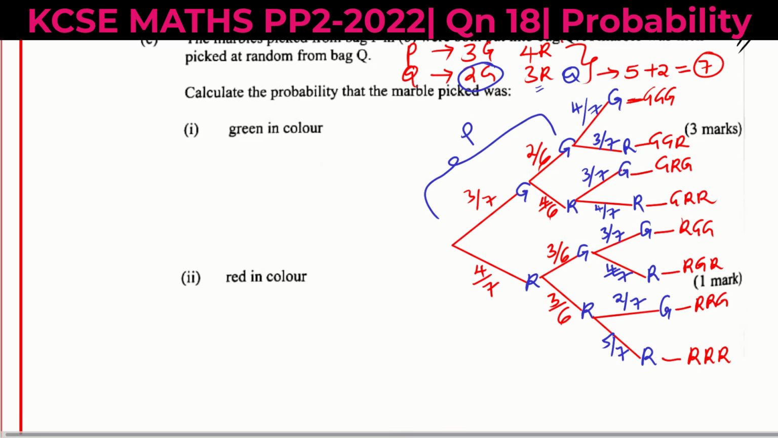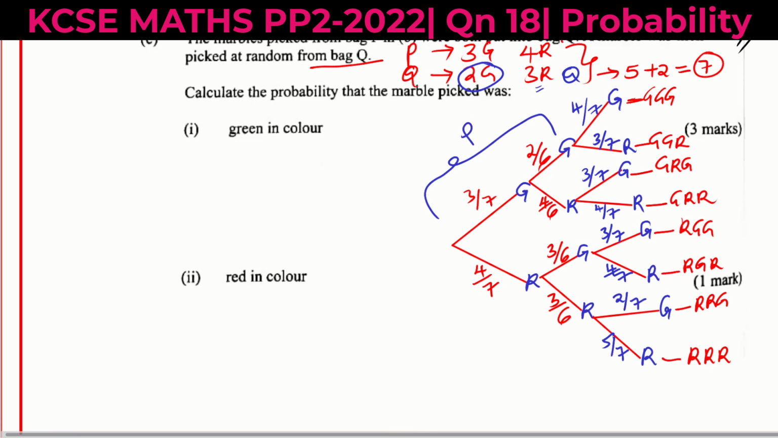The question is, calculate the probability that the marble picked was green in color. You need to be very careful here. The question is very clear. A marble was then picked at random from which bag? From Q. And what represents bag Q? It is the last branch. So to get the marble that is green in color, we shall look at the third marble. Like in the first case, we have green, green, green. The first 2 greens are from bag P.